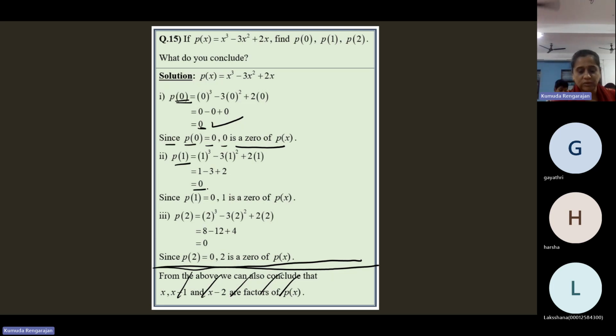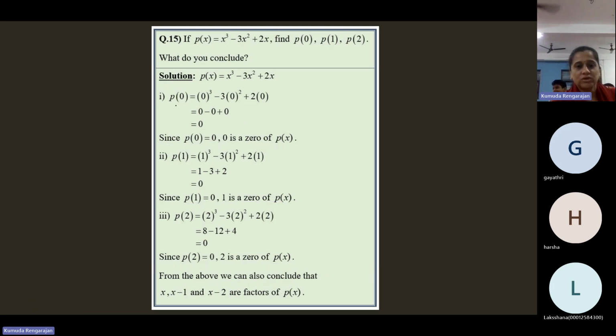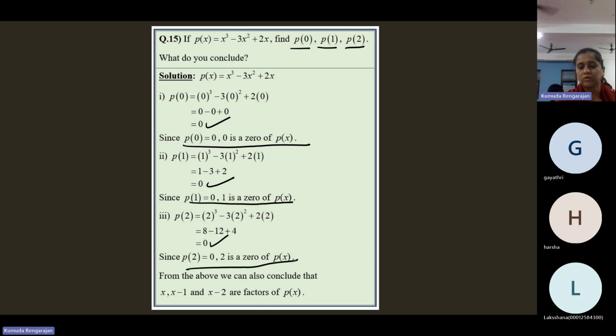Since P of 1 is 0, this 1 is a 0 of P of x. Since P of 2 is 0, this 2 is a 0 of P of x. So we found the value. See, we have to find these values. Yeah, we found them, everywhere 0. And then we have to give some conclusion. This is the conclusion. All right.